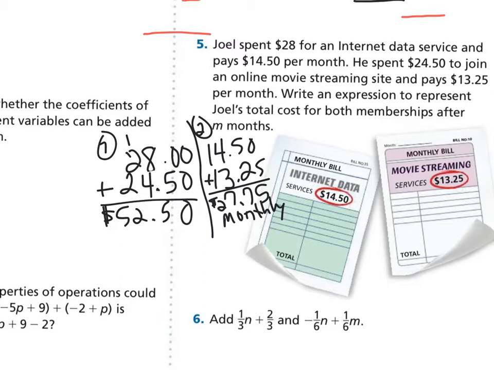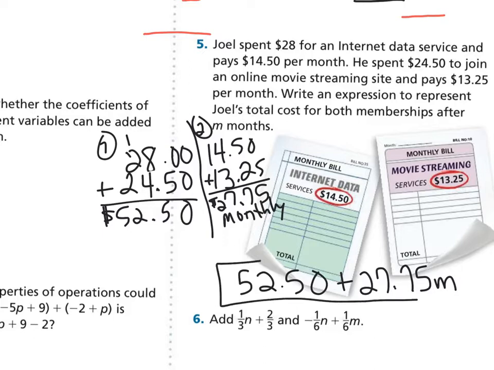So if we write an expression for this, we could just say we've got $52.50 plus $27.75 times M. A lot of times you'll see it switched around from this actually: $27.75 times M plus $52.50. A lot of times they put the variable terms first. You don't have to do that, just understand that's how they're going to put the answers a lot of times.